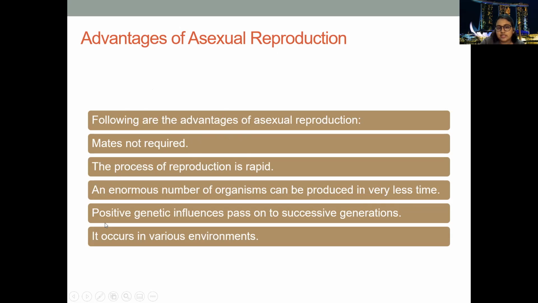Positive genetic influences pass on to the successive generation. The characters which are very good can pass without any change generation after generation. It also occurs in various environments, and environmental factors also don't affect it. So these are the advantages of asexual reproduction.